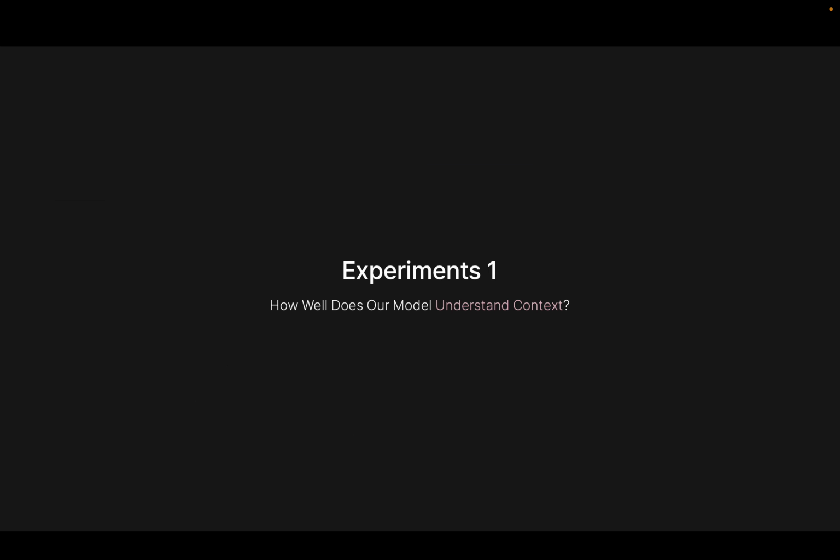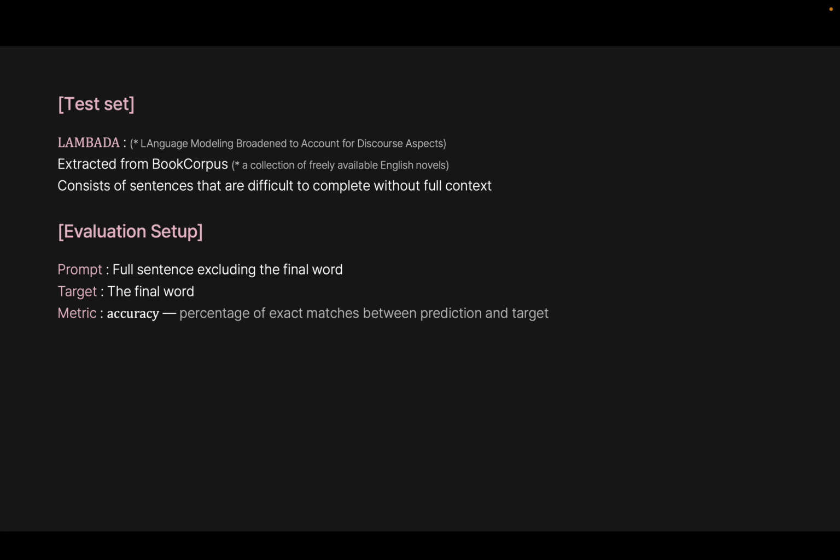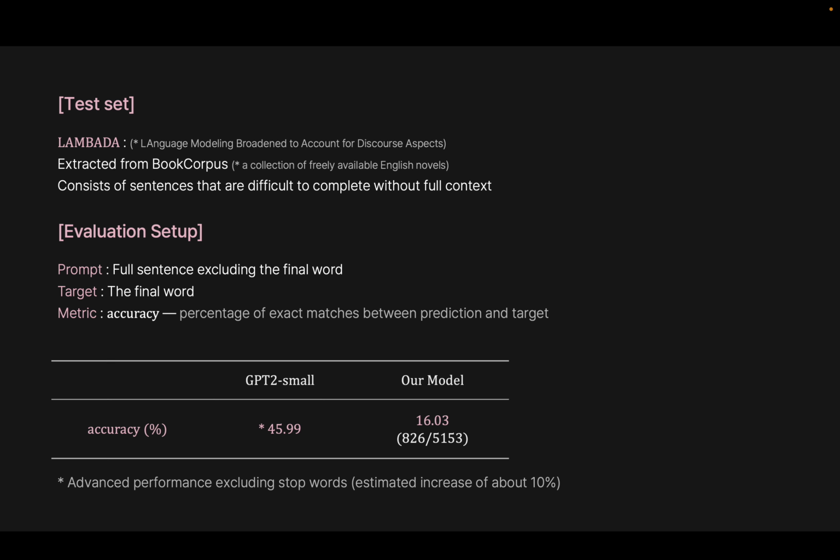Let's take a look at our first set of experiments. We evaluated our model on the LAMBADA dataset, which consists of passages where the final word can only be predicted by understanding the full context. Accuracy is measured as the percentage of exact matches. Our model achieved 16%, while GPT-2 Small reported 45%. Note that the original paper excluded stop words, which increased accuracy by over 10 percentage points, so this may partially explain the gap.